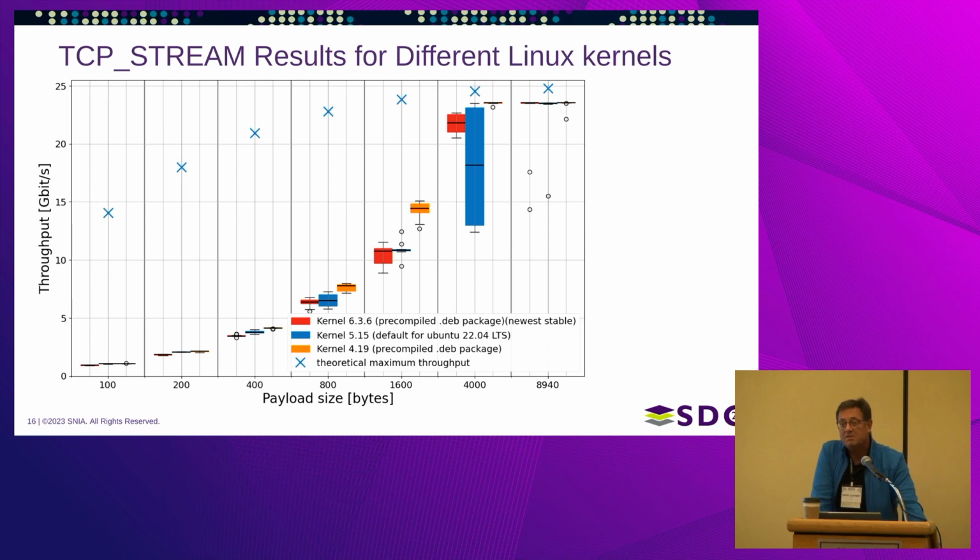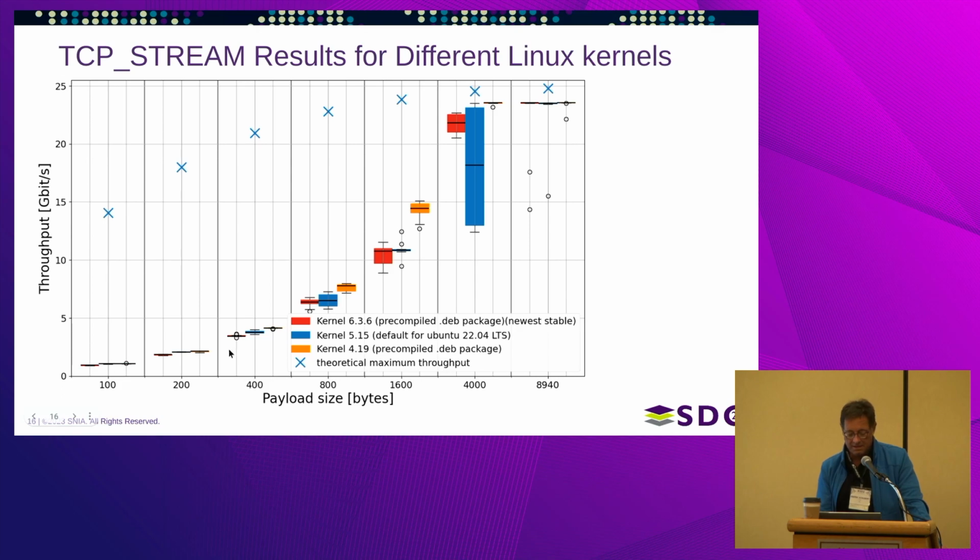This is a TCP stream result where you can see the theoretical bandwidth with basically these X's. Okay, obviously for small packets like 100 byte sized packets, the protocol overhead of TCP, which is about 64 bytes, is significant. So even in a 25 gigabit network, you can achieve barely 15 gigabits. Okay, that's kind of that curve.